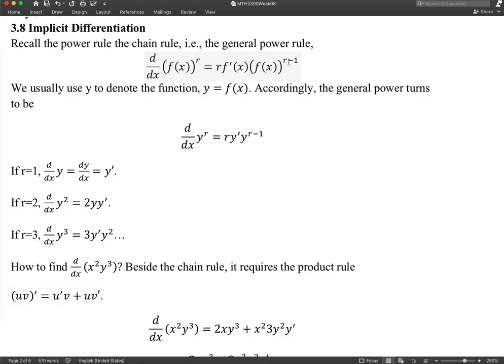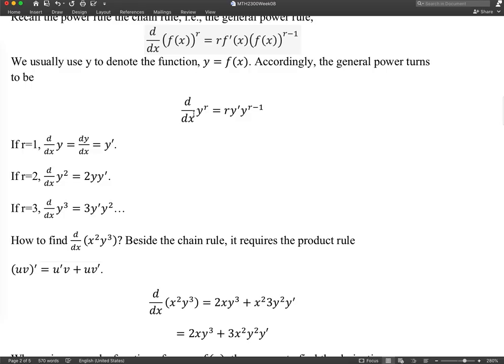And also, I hope you remember, usually when we have a function, instead of using f of x, we just use y. And we say y is a function of x. So accordingly, does this make sense to you? The general power rule can be somewhat simplified. The derivative d/dx of y to the r, where y is a function of x, will be r times y prime times y to the r minus 1. So this is just another way to write the general power rule.